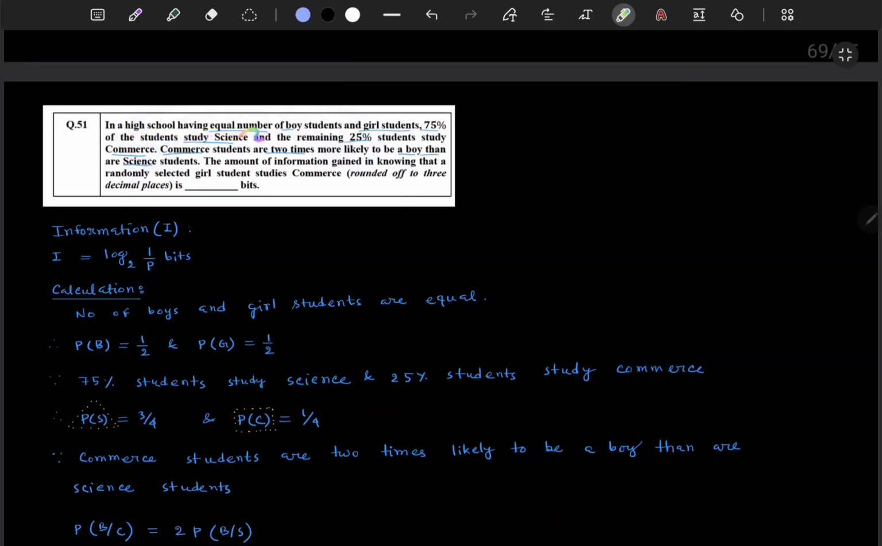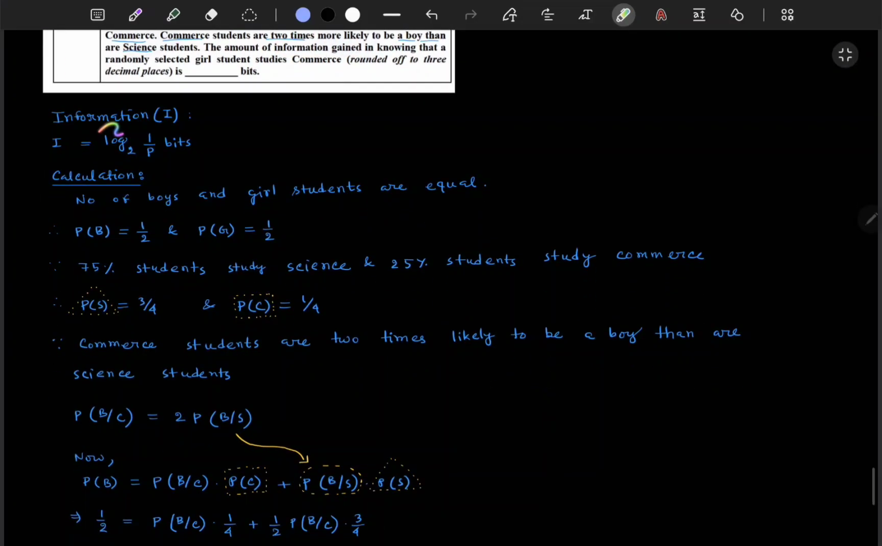In a high school having an equal number of boy students and girl students, 75% of the students study science and the remaining 25% study commerce. Commerce students are 2 times more likely to be a boy than science students. The amount of information gained in knowing that a randomly selected girl student studies commerce is how many bits? This we need to find out.